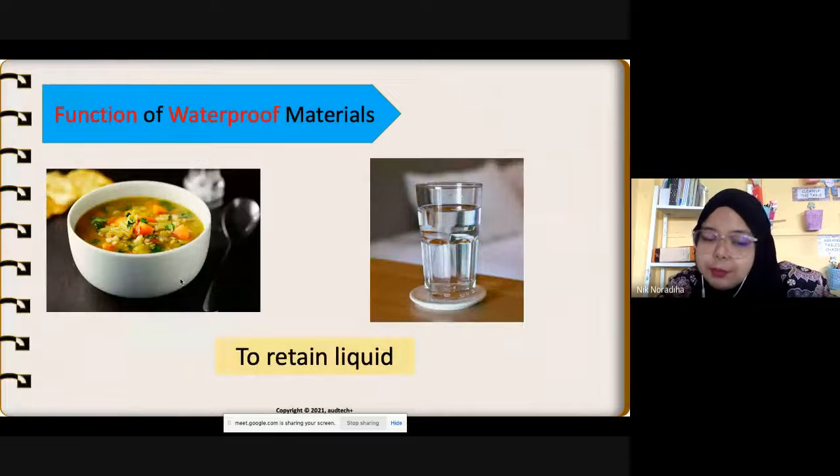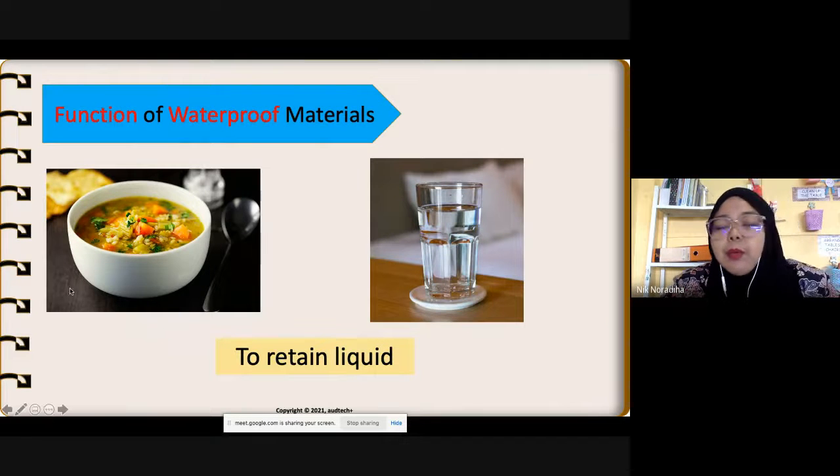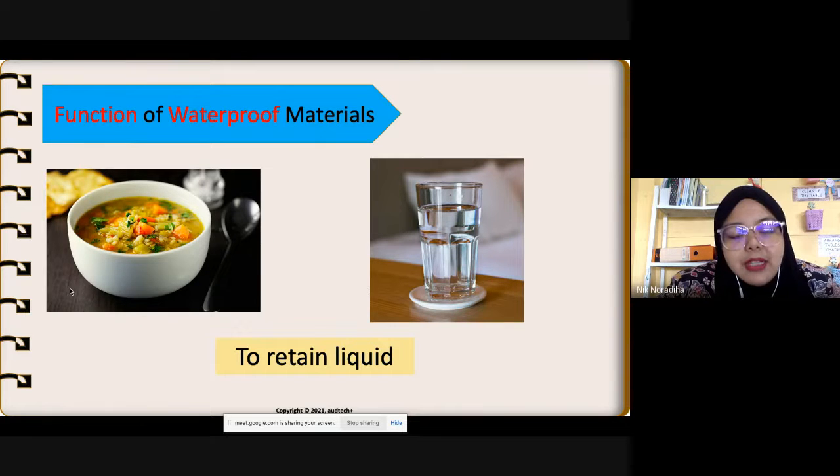How about waterproof material? For example, our bowl, or the glass that you use to drink water. The function of waterproof material is to retain liquid. Can anyone tell teacher what is meant by retain? What do you understand about retain?